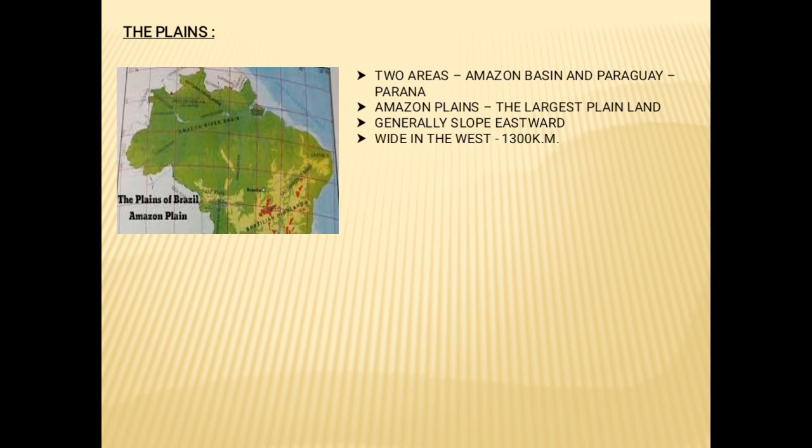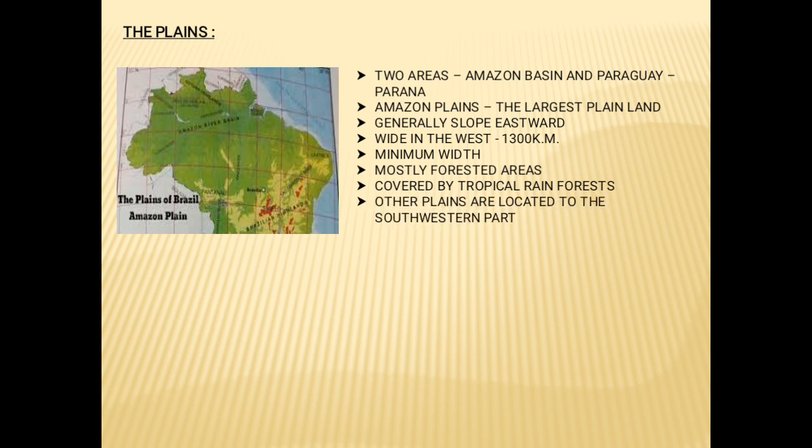The Amazon basin is quite wide in the west, about 1300 kilometers, and it narrows eastward. Its width is minimum where the Guiana Highlands and Brazilian Highlands come closer, that is 240 kilometers. As the river approaches the Atlantic Ocean, the width of the plain increases. There are mostly forested areas, largely inaccessible due to frequent flooding and dense undergrowth. Most of the Amazon plains are covered by tropical rainforest.